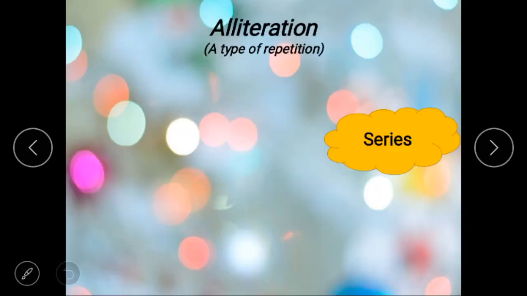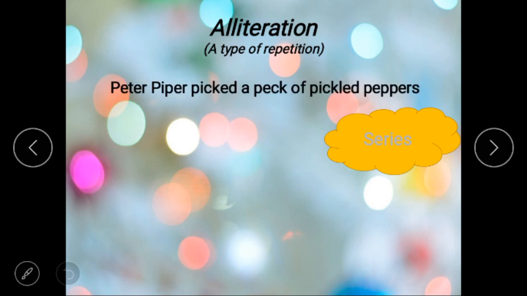Let's look at the next figure of speech, which is alliteration. It's a type of repetition. Now, please remember that there are many types of repetition. There are other figures of speech which fall under the category of repetition. You'll see why. Now, let's look at the first example to understand this better.